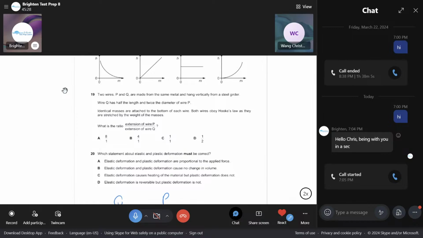Then together it would be half. No, it would be no. Wait. Because twice the diameter would make it have 4 times the area, and 4 times the area makes it have 4 times less extension, and half length makes it 2 times less extension, so it's 1/8, and then 1/8 is 8/1. Yeah, exactly. Oh, great. Very good.